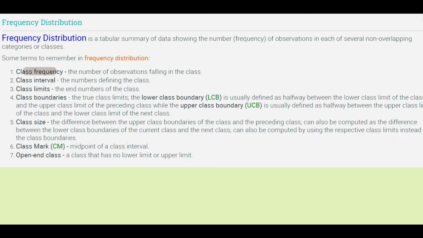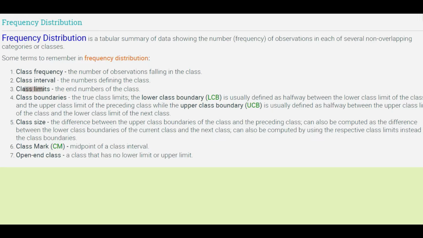First we have the class frequency. This is the number of observations or measures falling into a class, or it shows how many measures are contained in a particular class interval. Class intervals are numbers defining the class. This shows the range of values that a particular class can hold.